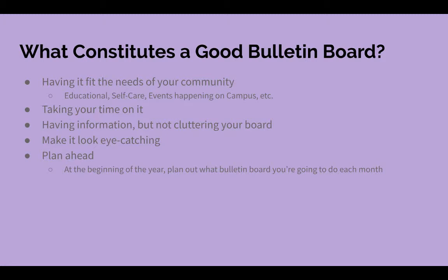Lastly, making sure to plan ahead. Plan out some ideas for your bulletin boards at the beginning of the year. This will make it extremely helpful when you are stuck on thinking of what bulletin board you should do.